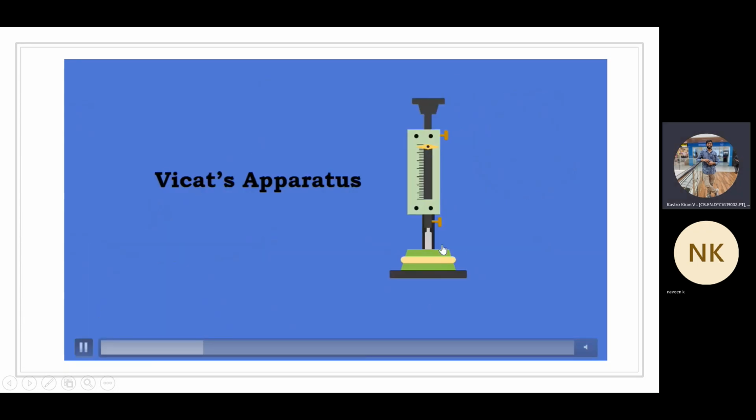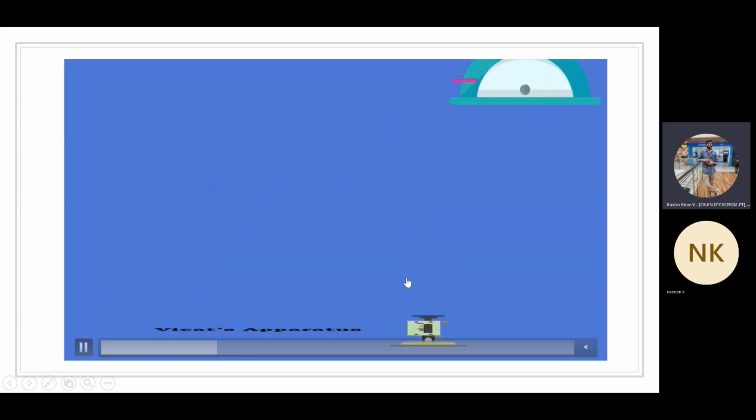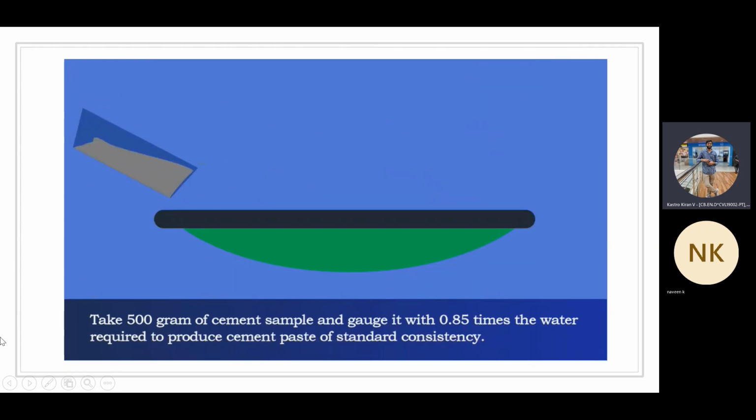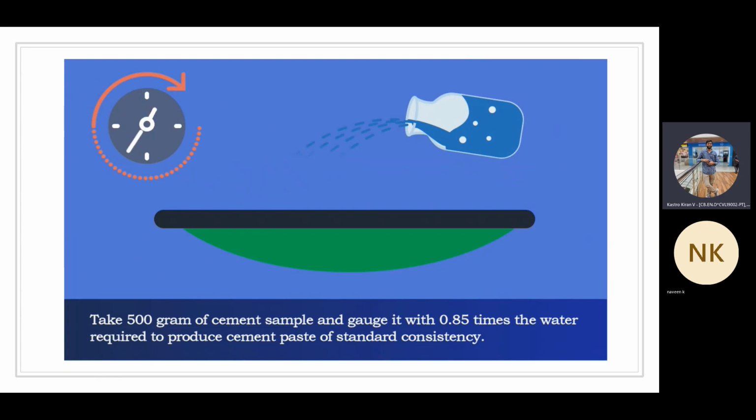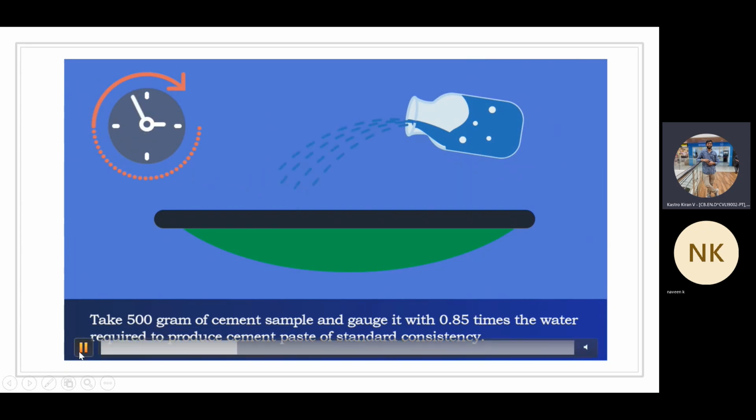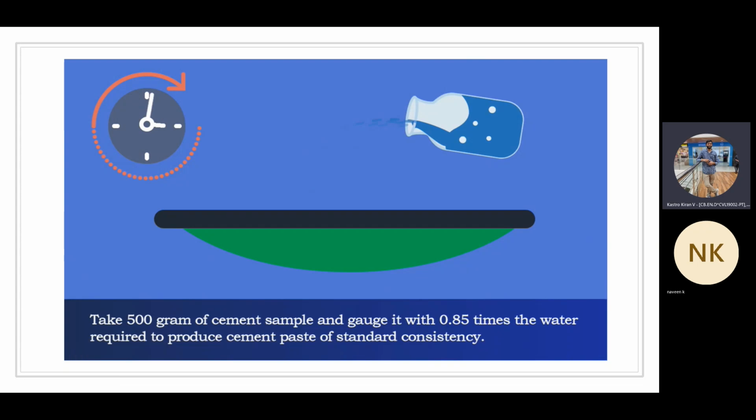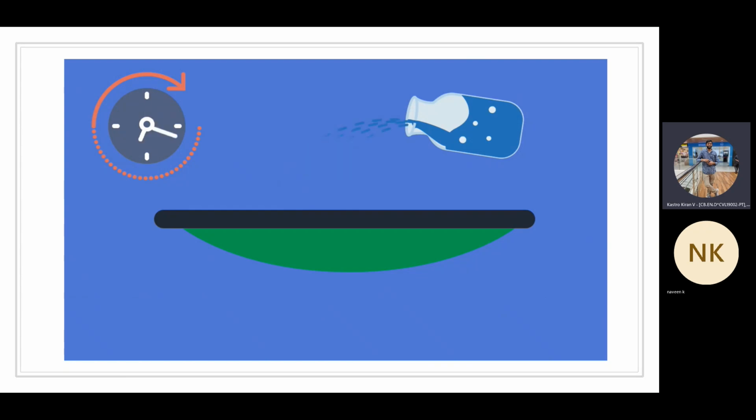Yeah, so this is the Vicat apparatus. You can see the plunger which is attached here and the Vicat mold that is available. And here the process is being explained. We are going to take 500 grams of cement sample and then we are going to use 0.85 times the water, again, to produce the standard consistency. I was mentioning that 24% of water. So initially you have to try with 24%, 26%, 28%. Likewise, you have to try. And then you're going to use 0.85 times the water that is required to produce the cement paste for the standard consistency.